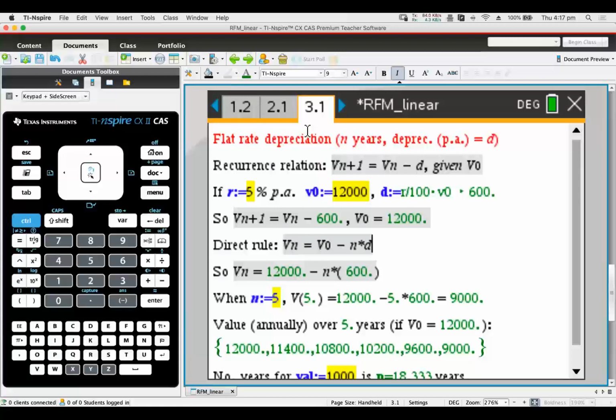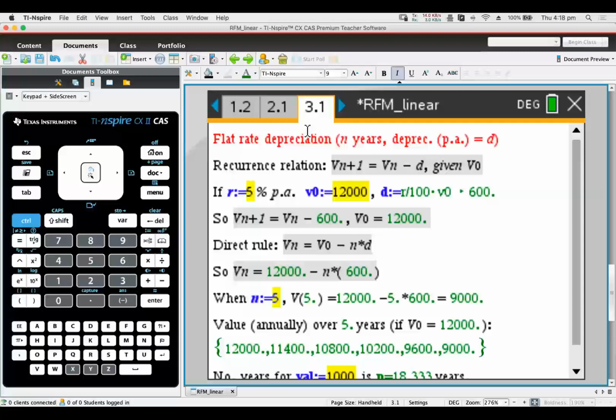So in flat rate depreciation, rather than an investment that increases, this is the value of an asset that might decrease in value, so it decays in value. That's the idea of growth with simple interest and decay with something like depreciation. It's very much like simple interest in the sense that it's the same amount that the value is changing by each year. It's just that it's going down instead of going up.